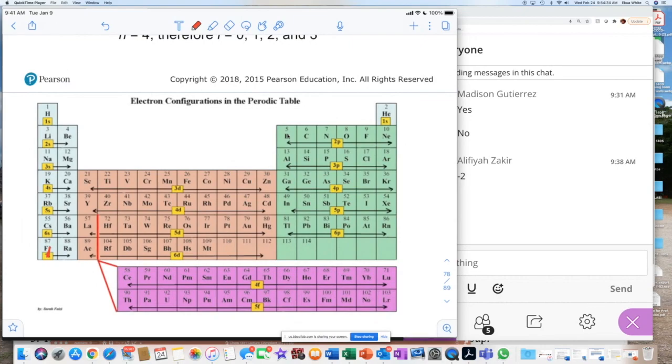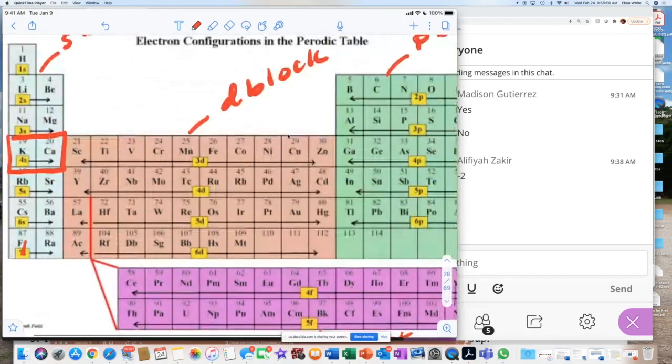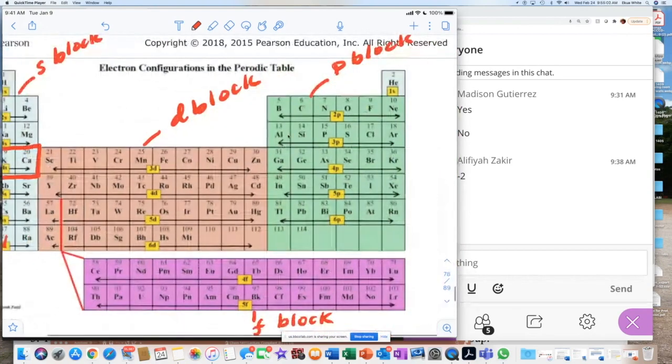So once again, the light blue here, this is the S block. This is the P block where all the P orbitals are. This is the D block, and this is the F block, right? So I have to find all my energy level 4. They happen to have labeled it already, so it's so much easier for me. This is energy level 4 right here. Hopefully you can see that. That's 4S from the S block.